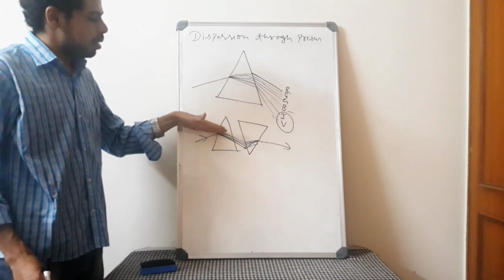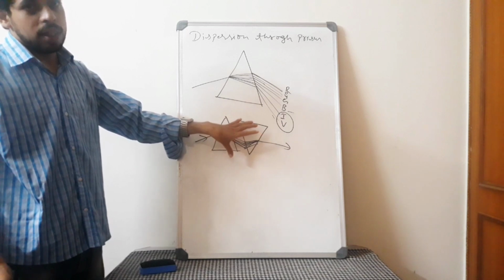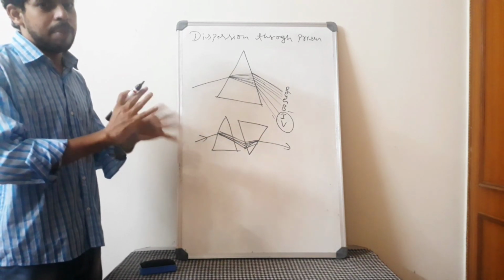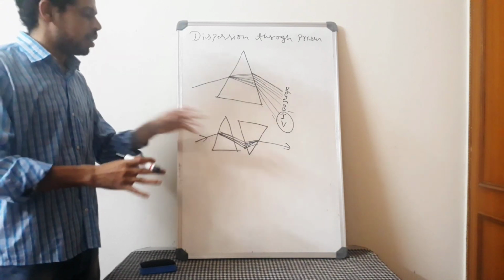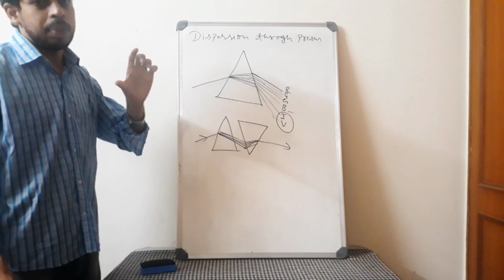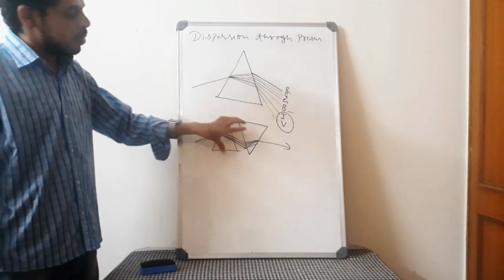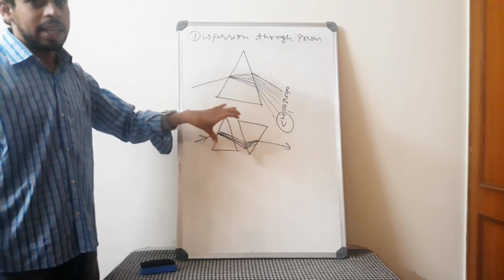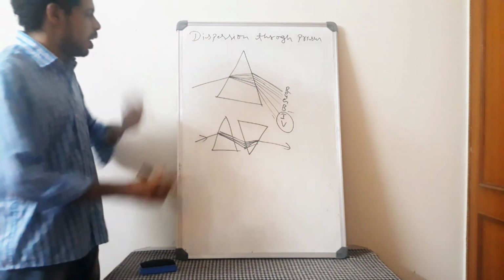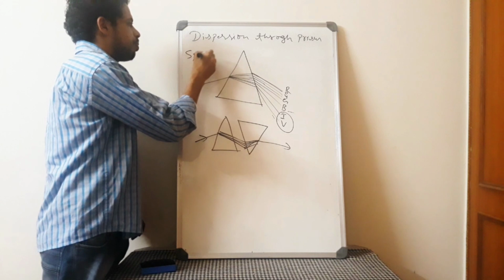Whenever light enters a prism, it will become 7 different colors. Whenever we send 7 different colors into the prism, a band of colors, then it will come out as white light. This band of colors we call a spectrum, and the phenomenon of dividing into 7 different colors we call dispersion. These definitions you have to remember: what is dispersion and what is spectrum.